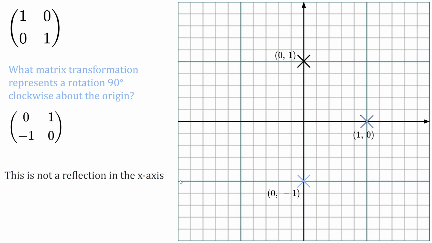This is not a reflection in the x-axis. It looks like it's kind of the same as the last one, but just a different transformation. So this point does not move over here, because if it was a reflection in the x-axis it would, but it doesn't. So this point actually goes over here, and then this point goes over here. Oh, sorry, remember this point first. So this point goes over here, and then this point goes over here.